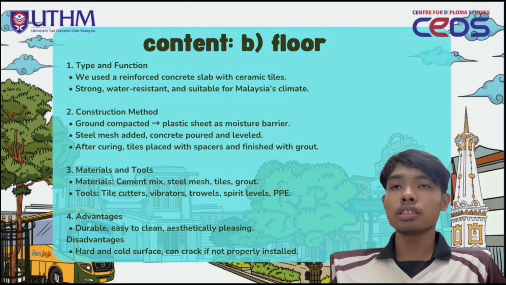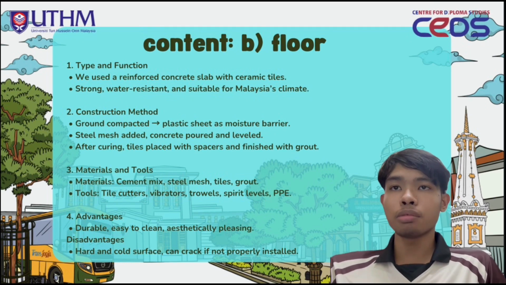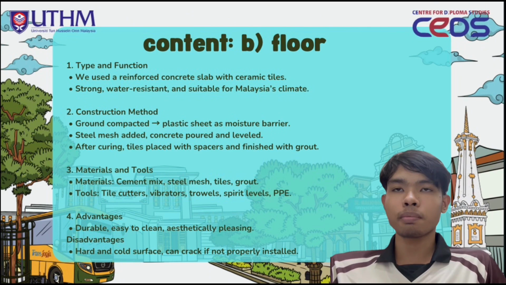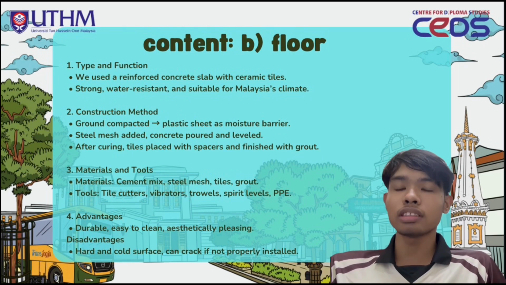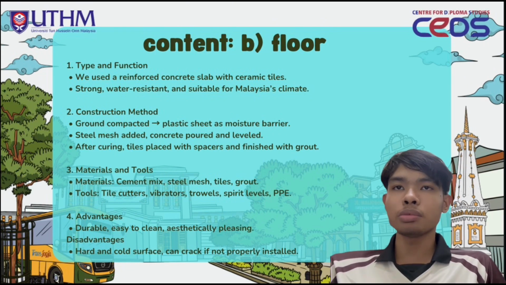For the ground floor, the construction process started with soil compaction, followed by the placement of a plastic sheet as a moisture barrier. Then the steel mesh reinforcement was laid and concrete was poured and vibrated to remove the air pockets. After the slab cured, the ceramic tiles were installed using adhesive and spacers, and the surface was finished with grout.